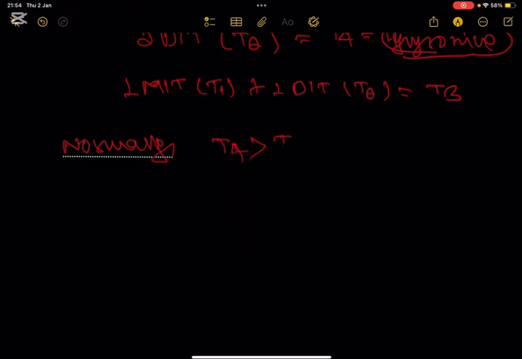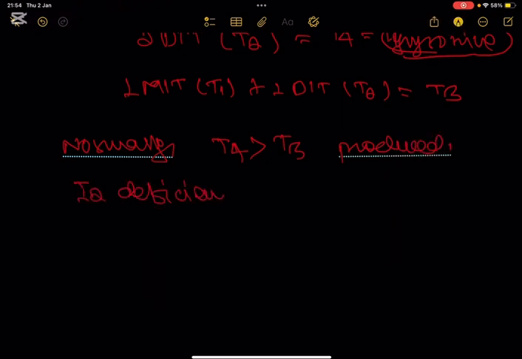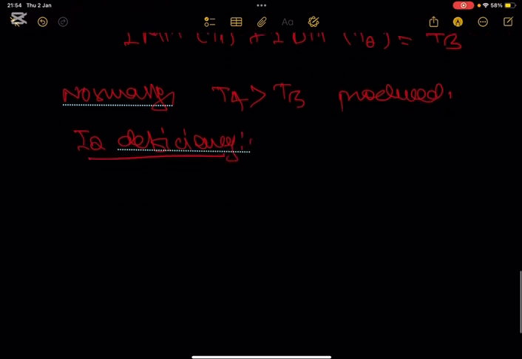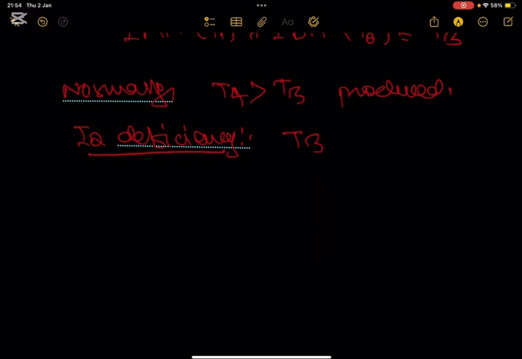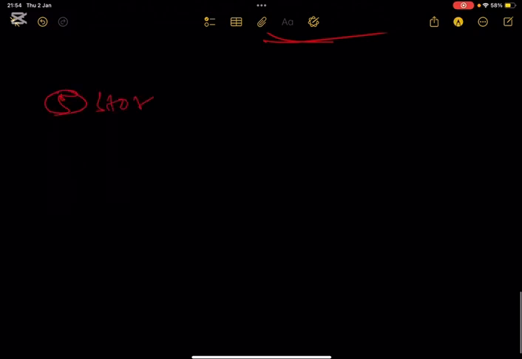Normally T4 is more than T3. Normally T4 is produced more in our body than T3. But if there is iodine deficiency, then what will be the change? Any guesses? If there is iodine deficiency, it means T3 will be more than the T4. Understood? And now coming to the next step, it's the storage and release.